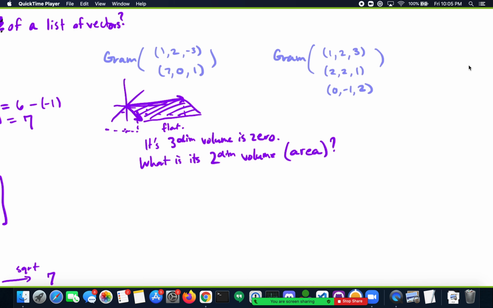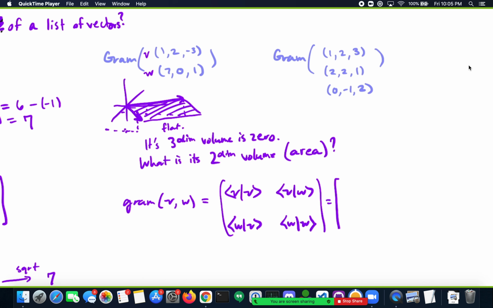But all is not lost, because we'll take the Gram matrix. Let's call these vectors V and W. The Gram matrix of V and W is a matrix with V dot V, V dot W, W dot V, and W dot W. Let's compute that. In this case, V dot V is 1 plus 4 plus 9. 1 plus 4 is 5, and 5 plus 9 is 14, I think.